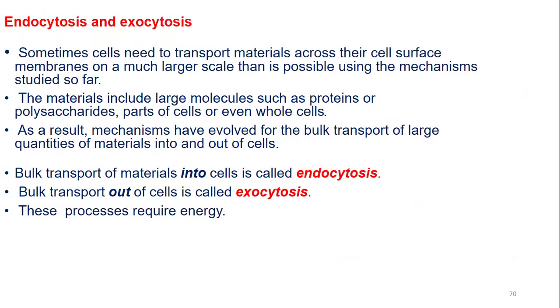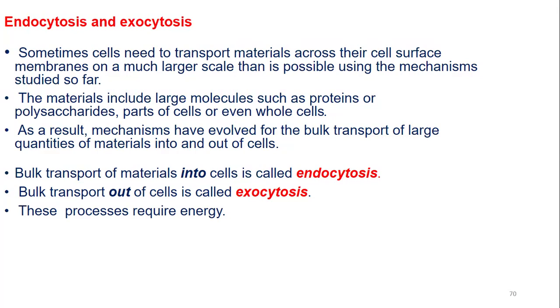What other forms of active transport occur now? Sometimes cells need to transport materials in bulk on a larger scale. So they are not going to use osmosis. The cells will not use diffusion. So they are going to use two processes. We have what we call endo. Endo means inside, so inside a cell, and then exo means outside.